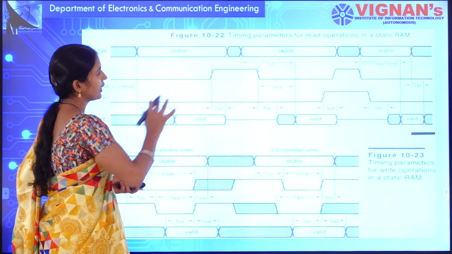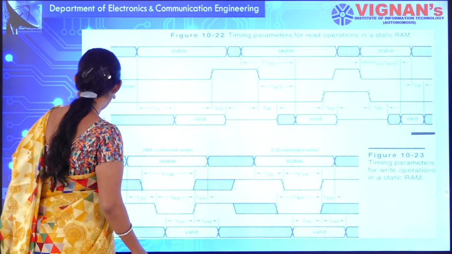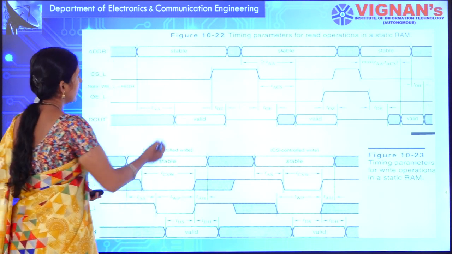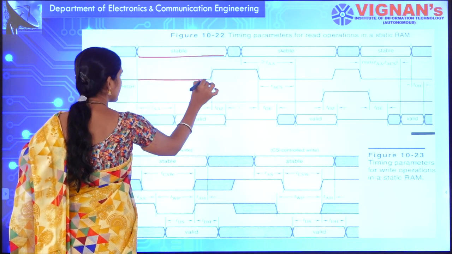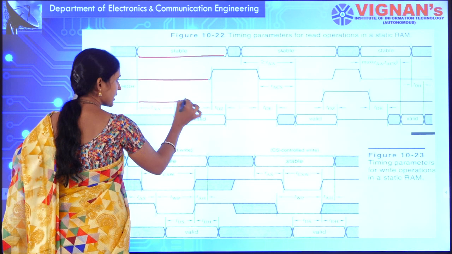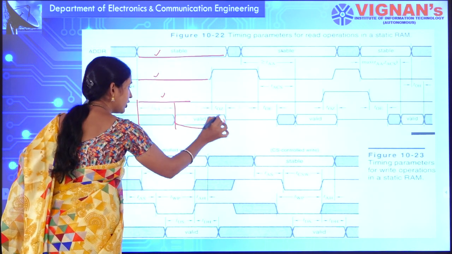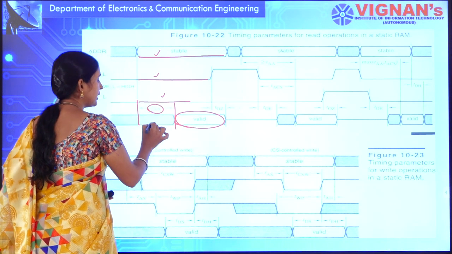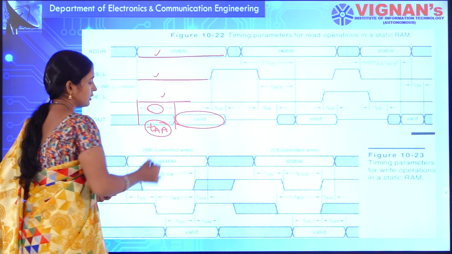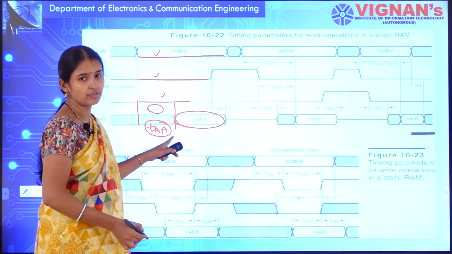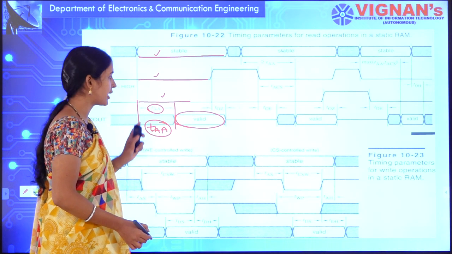These are the timing parameters of a static read. This is your read operation and write operation. See here: as the address is available, chip select is available, and output is enabled, it takes some time to get your valid data. This indicates your TAA, as I have already said, the access time from the address available.